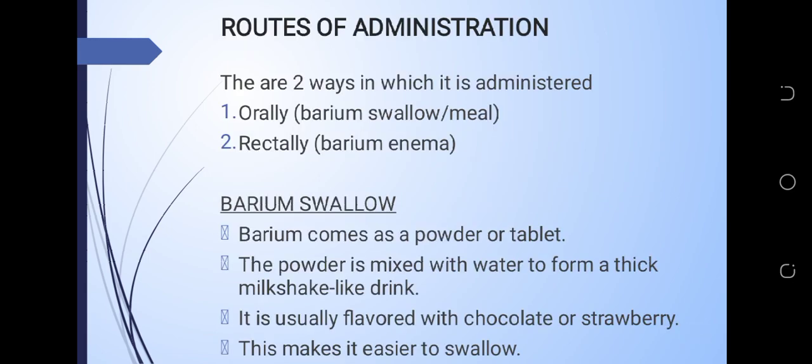The routes of administration. There are two ways in which barium is administered. It can either be administered orally, which is known as the barium swallow, or it can be administered rectally by a procedure which is the barium enema. For barium swallow, the barium comes as a powder or tablet. The powder is mixed with water to form a thick milkshake-like drink. It is usually flavored with chocolate or strawberry, and this makes it easy for the patient to swallow the drink.